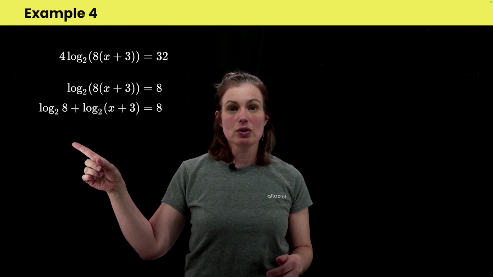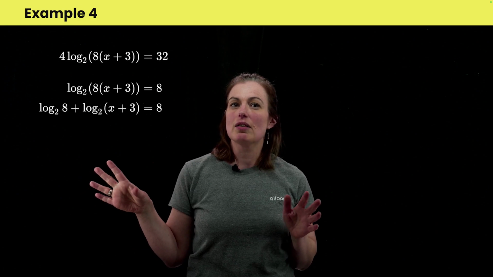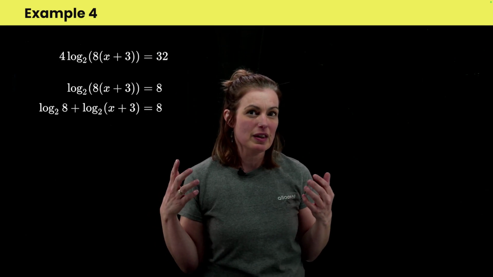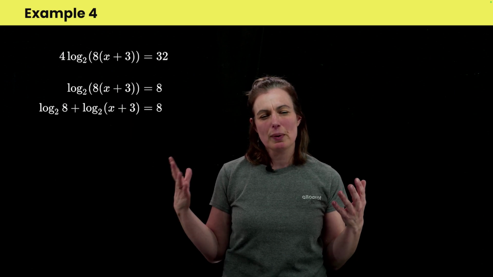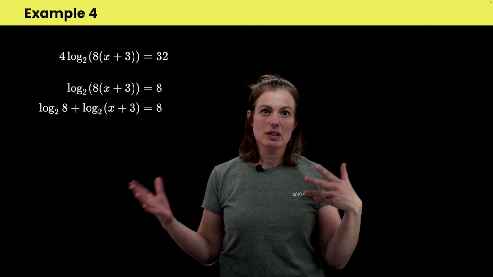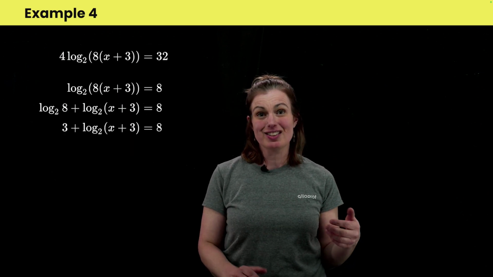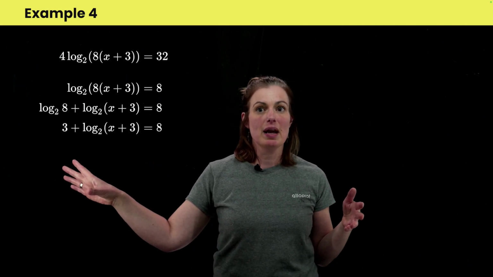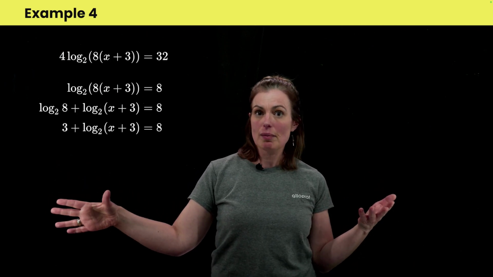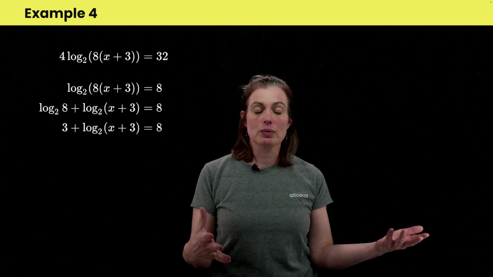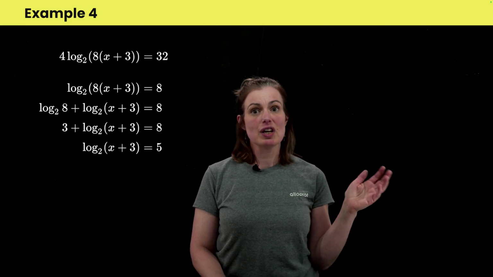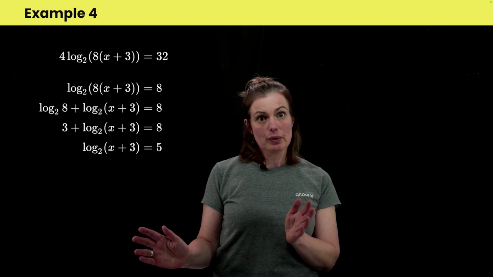Now, the log base 2 of 8, that's pretty easy to solve mentally. So I don't even need my calculator to do this. I just need to think about, well, what exponent do I put on the 2 to give me 8? And of course, the answer to that is 3. 2 exponent 3 gives me 8. So I'm now at 3 plus log base 2 of x plus 3 is equal to 8. Can subtract 3 on both sides, and I've isolated my logarithm.